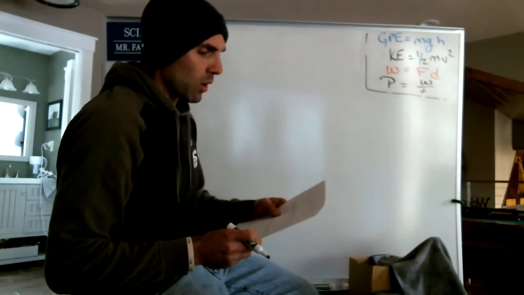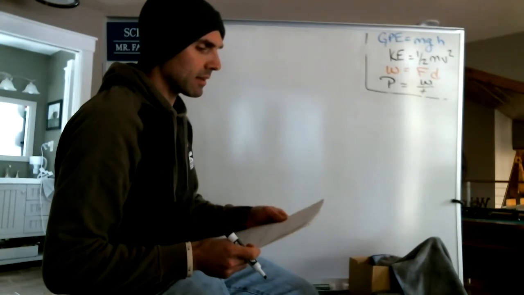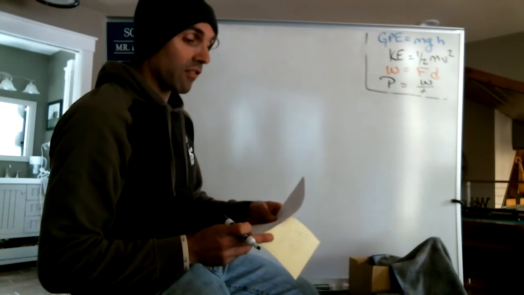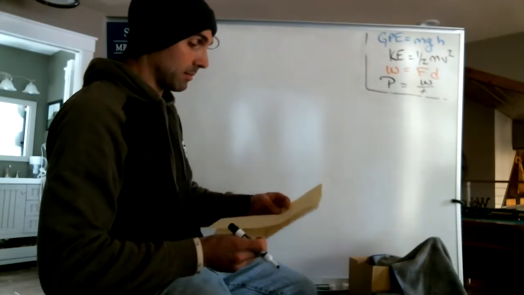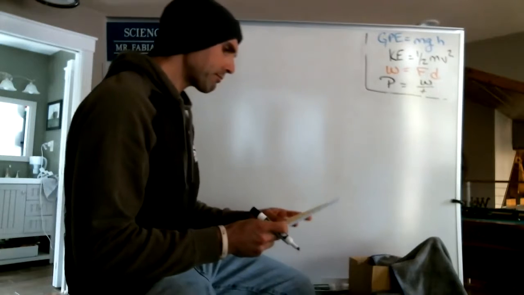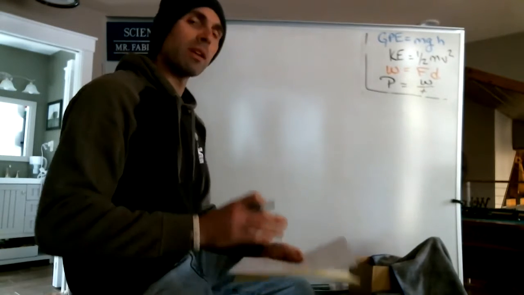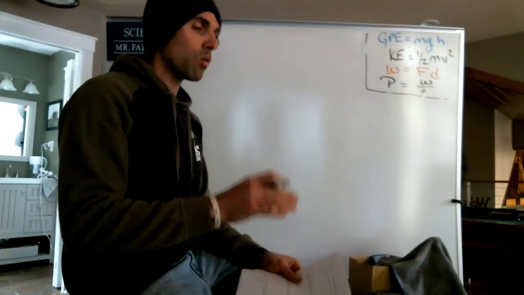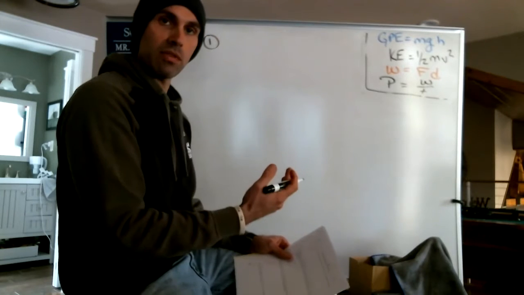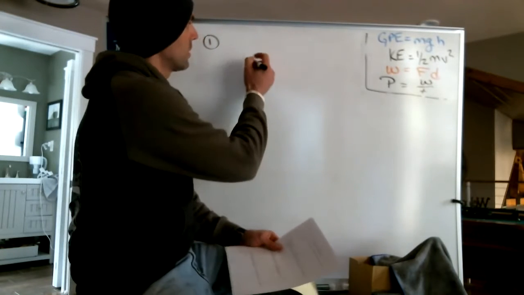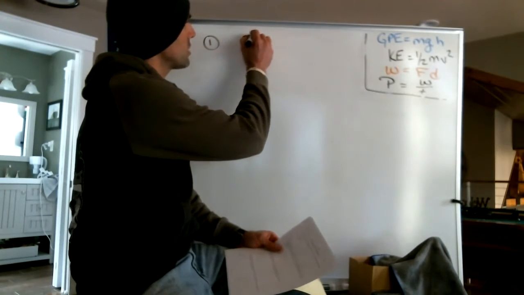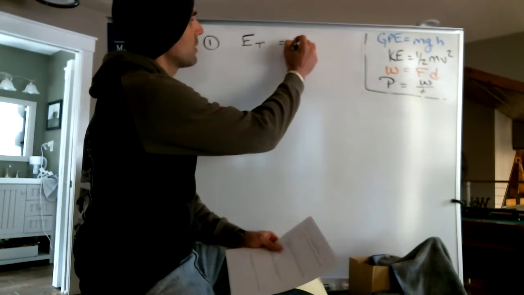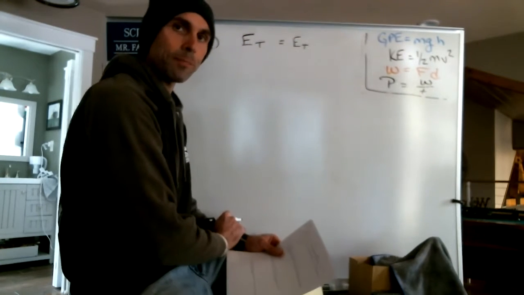a 3 kilogram rock sits on top of a 0.8 meter ledge. If it's pushed off, how fast will it be going at the bottom? Okay, so we want to look at that. All right, so as always, with conservation of energy, we are looking at this type of equation. So all of the energy total before must equal all the energy total after.